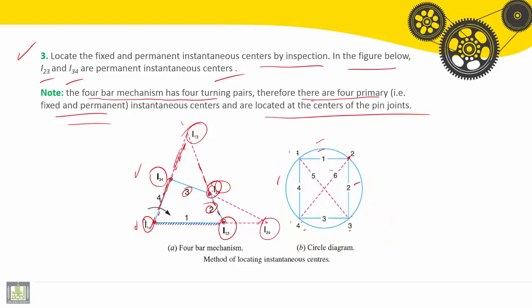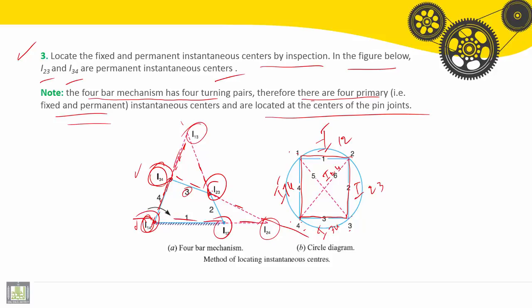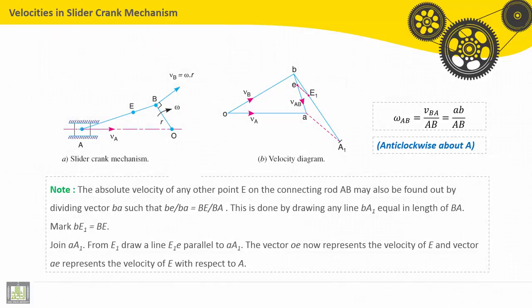By the same way, how to find I24? Number 6 is I24. How to find it? We go through I23 and I34: I23 is here, I34 is here, and we draw the line. By the same way, we draw the line through I12 and I14. The intersection here is I24.